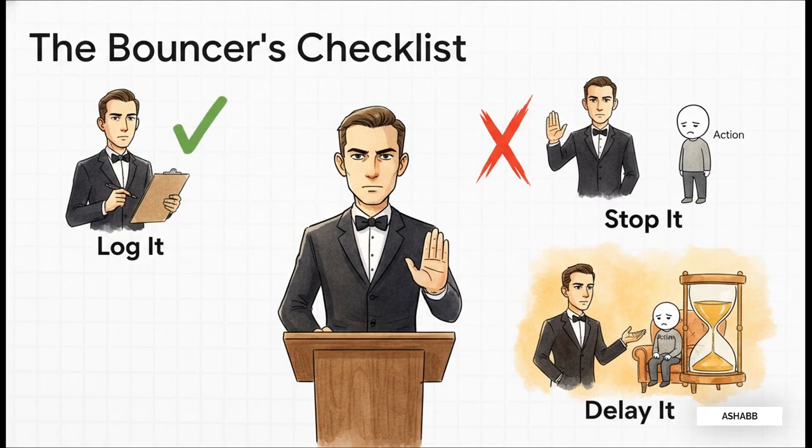So what can this bouncer actually do? Well, it has a few moves. It can just log the action, take its name for the records like Redux Logger does. It can also just stop an action right in its tracks. Sorry, you're not on the list. Or, and this is the one we care about, it can delay the action. It can tell the action, hey, you need to wait here for a minute until this API call comes back. That delay power is our secret weapon.